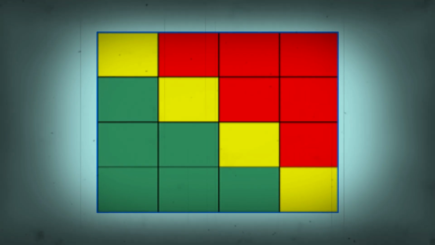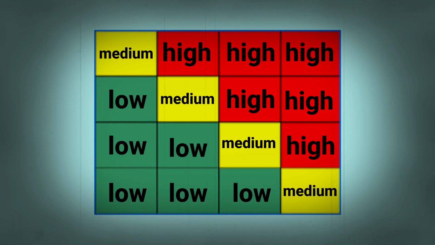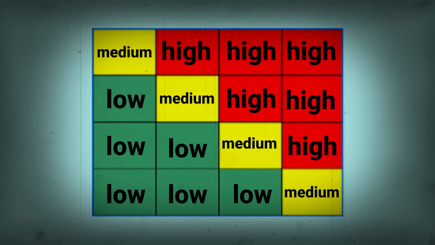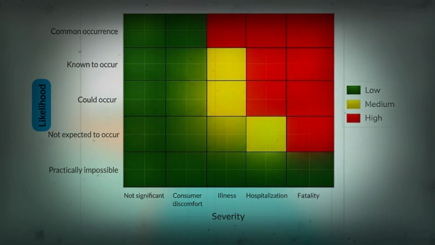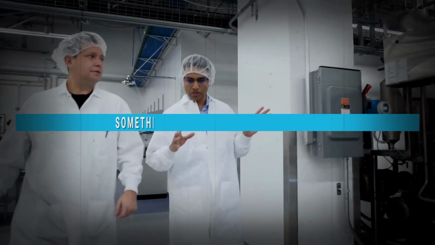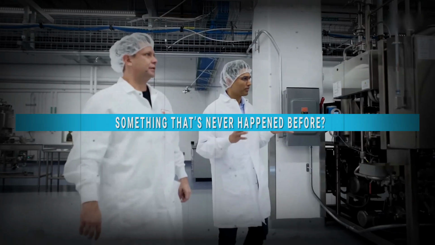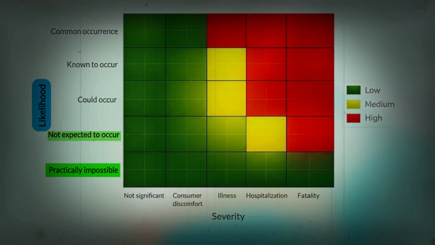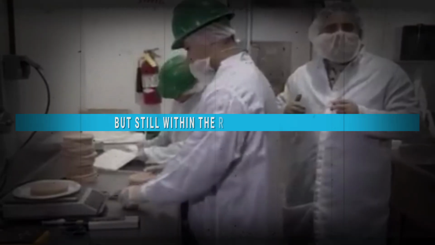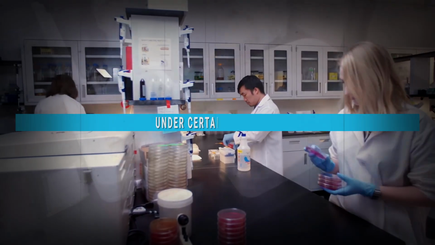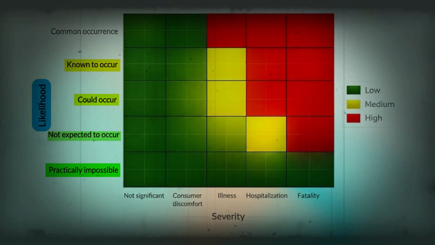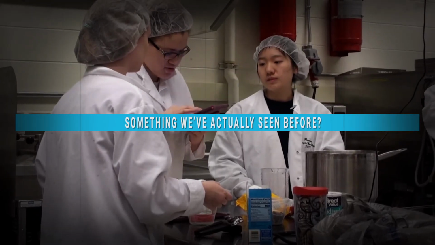Think about it this way. Instead of simply saying low, medium, or high, what if we described risk in real, concrete terms? For likelihood, we could ask, is this event practically impossible? Something that's never happened before? Or not expected to occur, but still within the realm of possibility? Could it realistically occur under certain conditions? Or is it known to occur, something we've actually seen before?